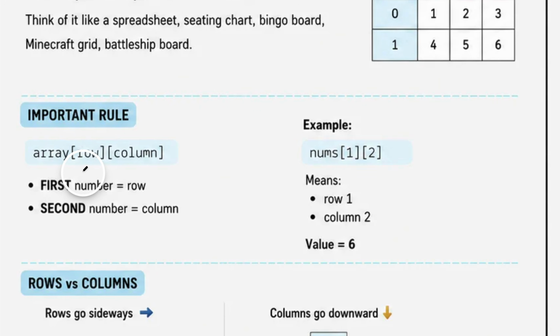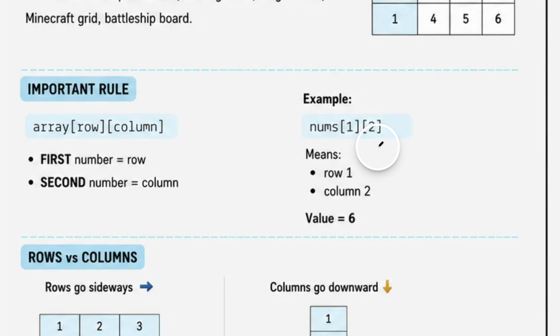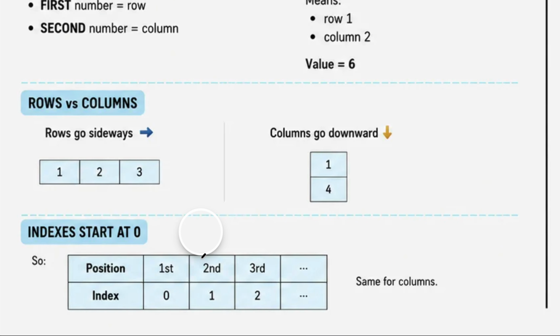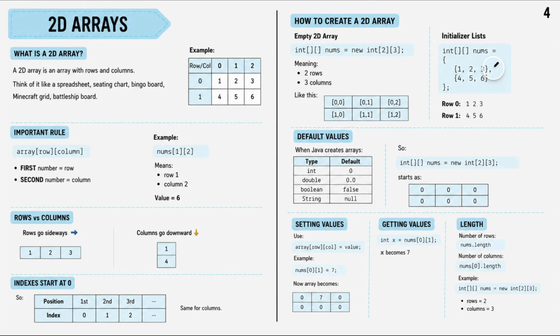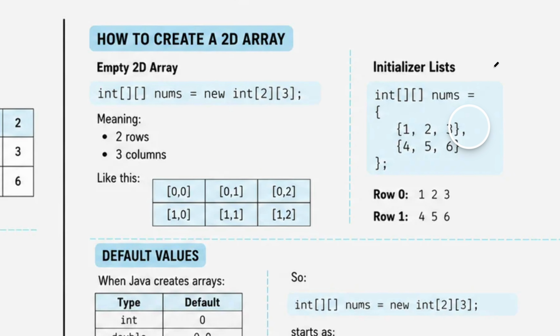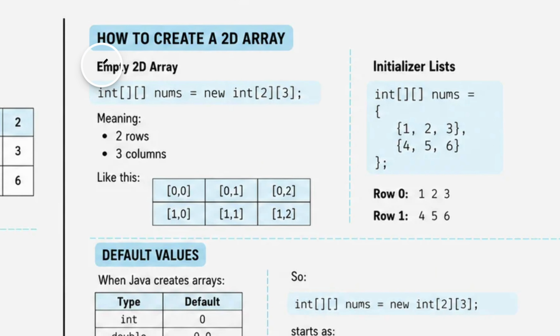So an important rule is row, column. The first number is the row and the second number is the column. So 1 row and 2 columns, like I was talking about. Indexes start at 0, and to create an empty 2D array, and this is fixed, you cannot change the number of rows or columns in it, you would do a fixed value of 2 and 3, so that is 2 rows, so there's row 1, row 2, and then 3 columns, so 1, 2, and 3.